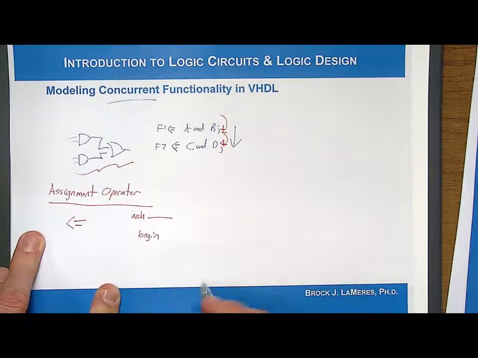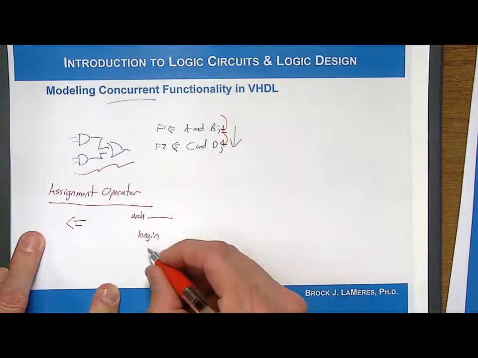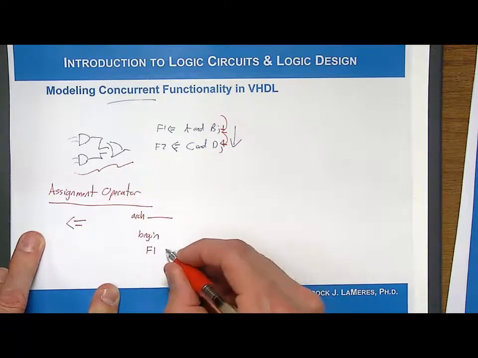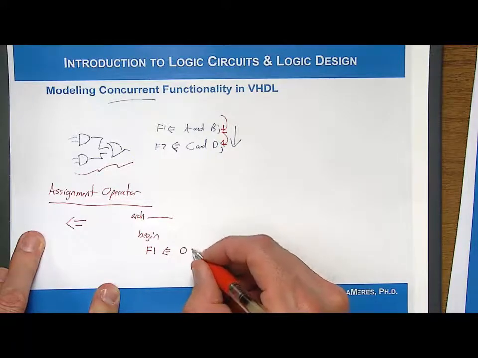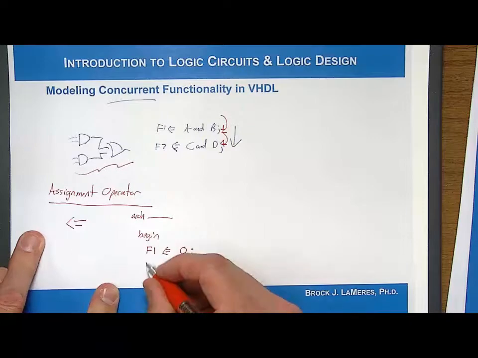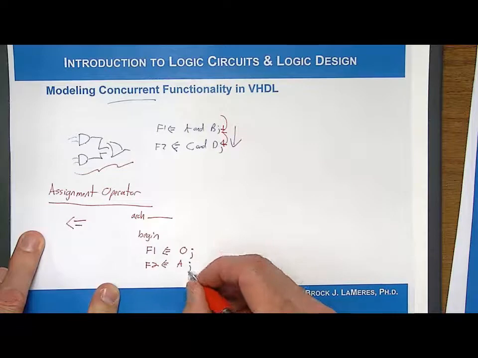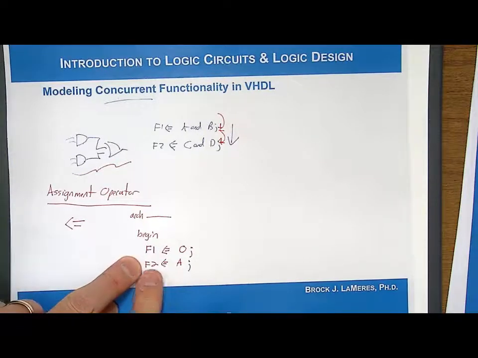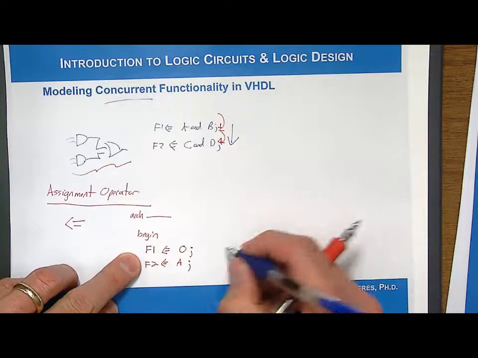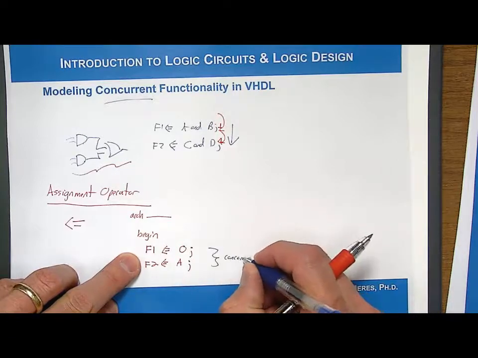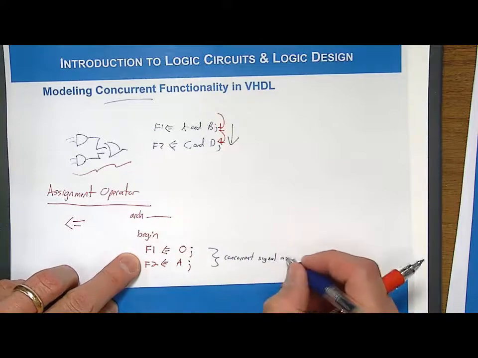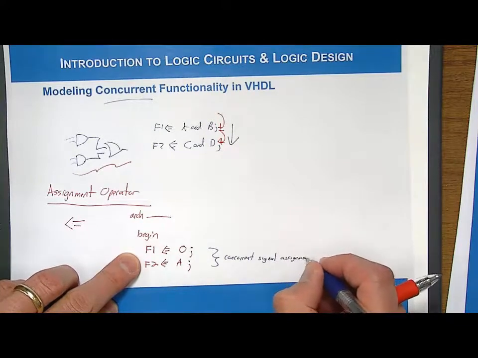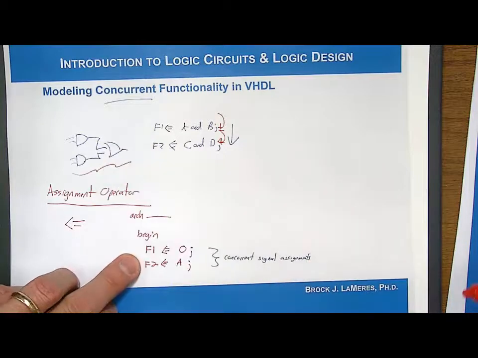And then if I came down and I started just putting in assignments, so let's say I had F1 and I'm going to assign it, let's say 0, semicolon. So this would be a signal assignment. And then if I came in here and I said F2 gets assigned, let's say A, these two are going to occur at the same time. They are concurrent signal assignments. Now, if you wanted to make them not concurrent signal assignments, there's techniques to do that, but we're not going to cover it here. We're just going to look at concurrent signal assignments.